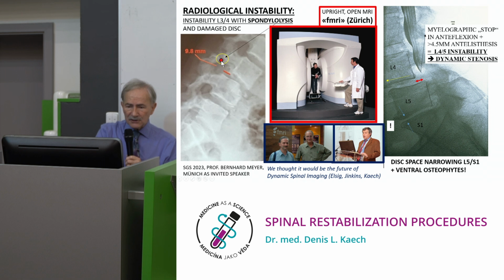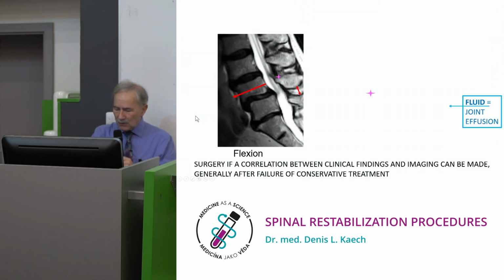Now, we saw already here instability over 0.5 centimeter of slip. Here it's due to a spondylolysis. You see a myelogram, also the 0.5 centimeter displacement and the total stop. This is with invasive lumbar puncture and contrast medium. This is just a plain X-ray. And what do we see with MRI?